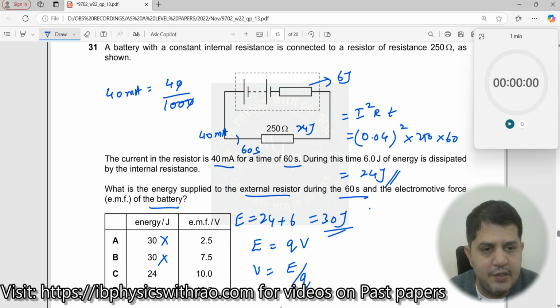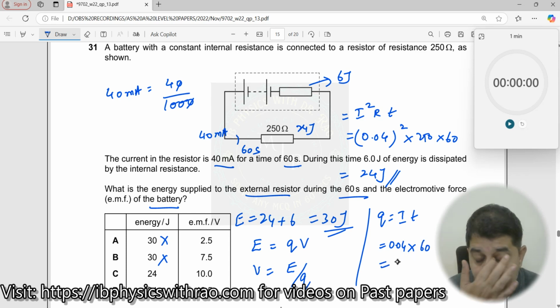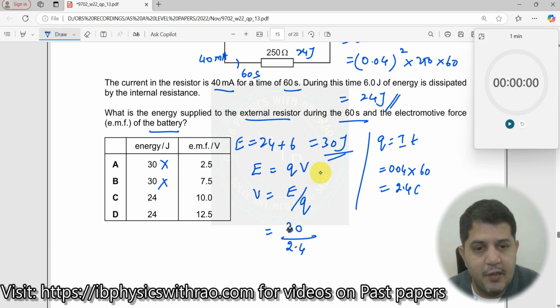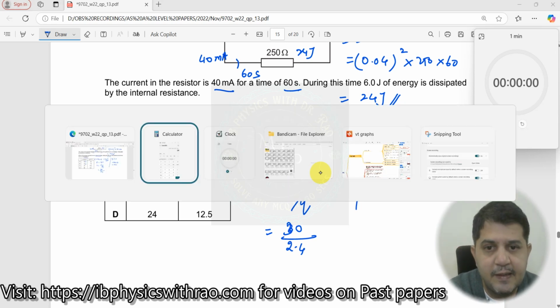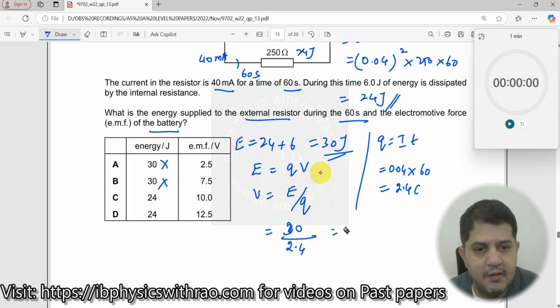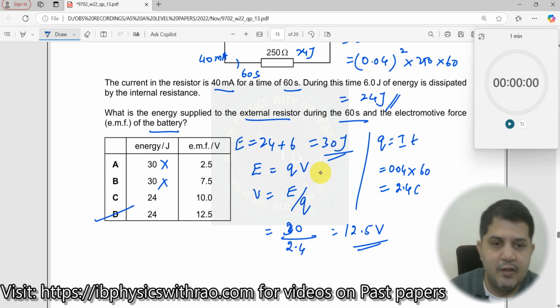Q should be equal to I into T, because Q by T is equal to I. So this is 40 milliampere, 0.04, multiplied by 60 seconds, which should be 2.4 coulomb. Now let me substitute all the values. I get 30 divided by 2.4, which is 12.5 volt. 12.5 volt is option D over here, so D is the right option.